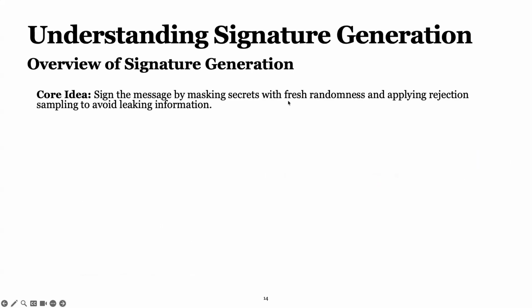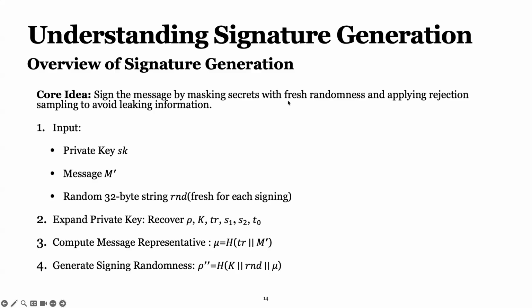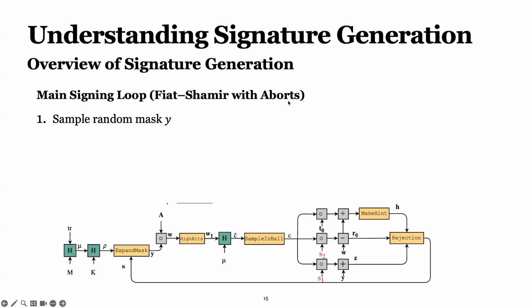For signature generation, the idea is that I have a message, but I want to assure the receiver that the message is coming from an authorized user. So I'm saying that this message is coming from me, and I'm signing with my secret key. I'm sending my message and my signature, and the other user can verify this message using my public key. We have as input the secret key, the message, and some random numbers. We are expanding the private key, recovering the private key.